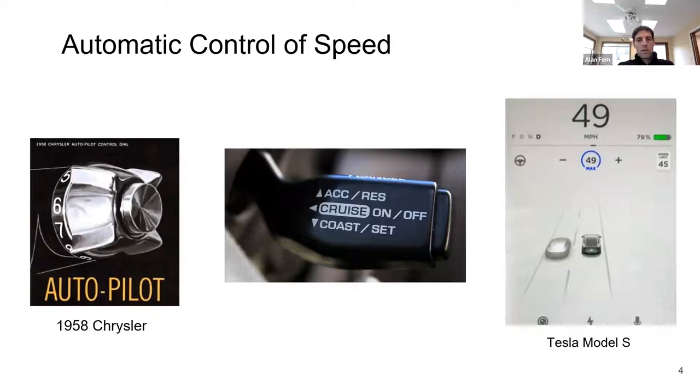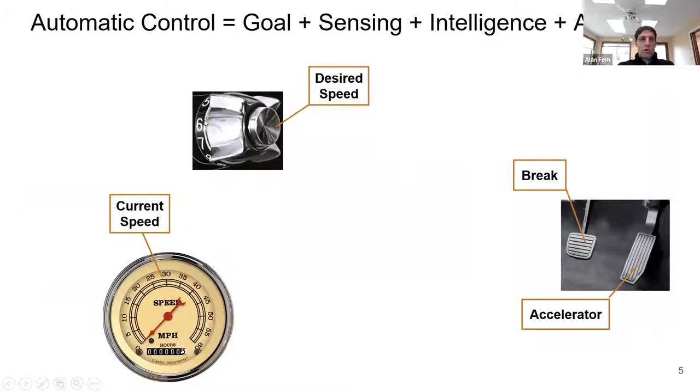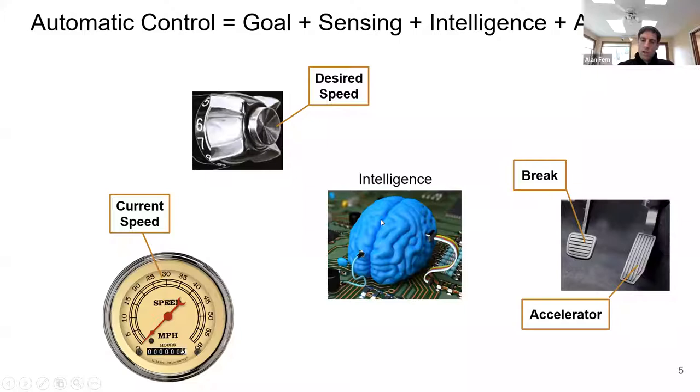And let's set this up in a general control framework. So automatic control involves these things. You have goals, sensing, intelligence, and action. And what we're going to talk about in the talk today is this intelligence. So how do we develop this intelligence for control? And what goes into the intelligence is the goal. They had a dial here for the speed. It goes one to, I don't know what the units were here, but there was some dial and it says how fast you want to go. The current speed, that's our sensing.